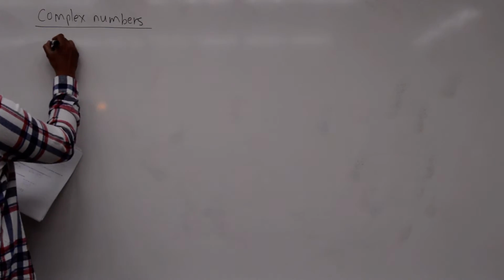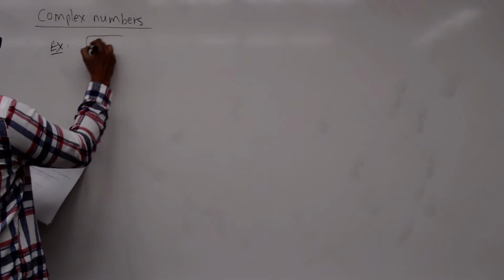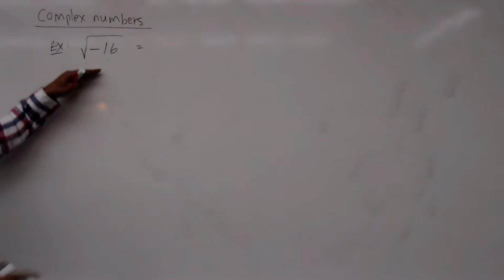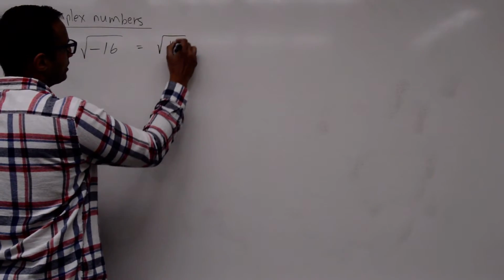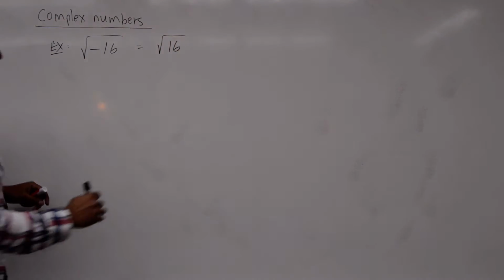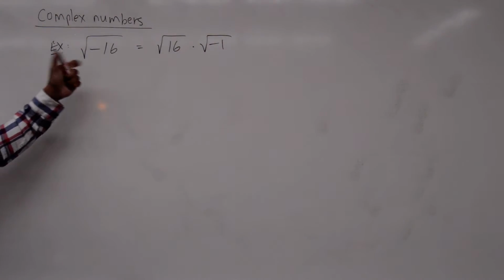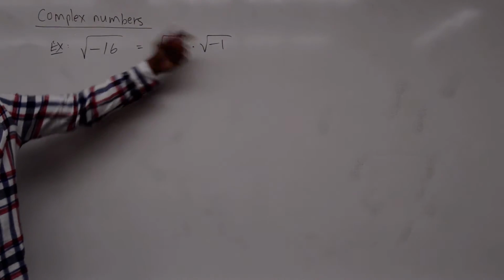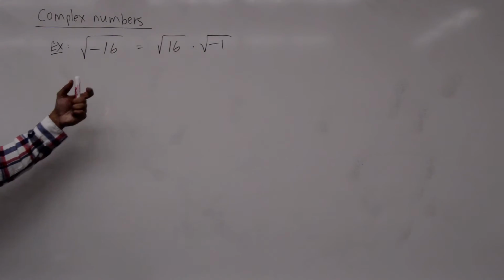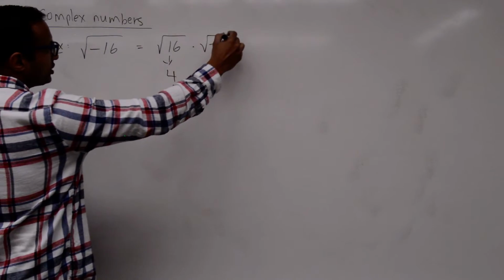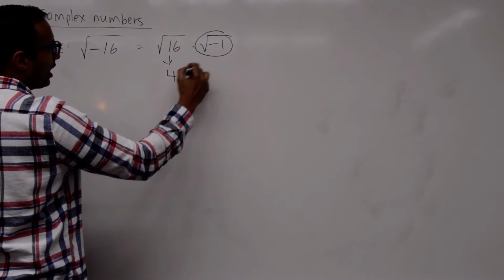If you look at your media notes, your first example is the square root of negative 16. Here's what we do. We break up the negative 16 into the real part, which is the square root of 16, and the imaginary part, which is the square root of negative 1. All I'm doing is rewriting negative 16 as 16 times negative 1, which we can do. How does that help us? The square root of 16 is equal to 4, and we know by definition that the square root of negative 1 is equal to i.